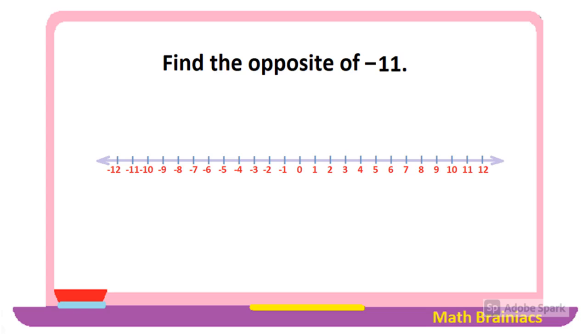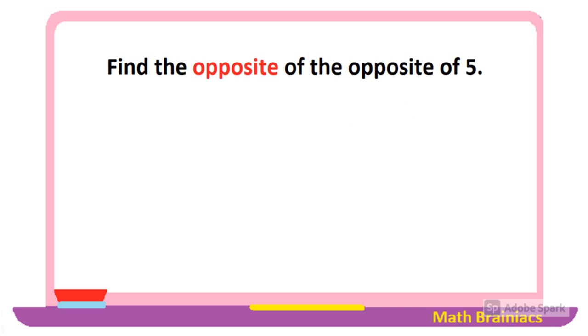Let us work on another example so that you're going to understand it well. Find the opposite of -11. Accordingly, from 0 up to -11, that is going to the left, and there is a distance of 11 units. Subsequently, from 0 up to 11, that is going to the right, and there will be a distance of 11 units. Accordingly, the opposite of -11 is +11.